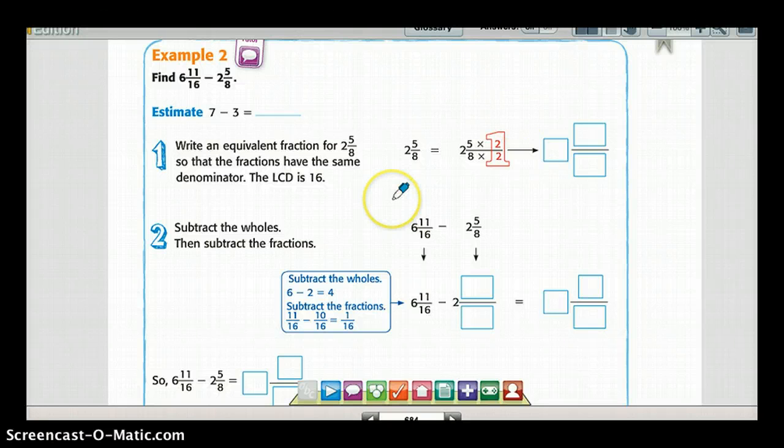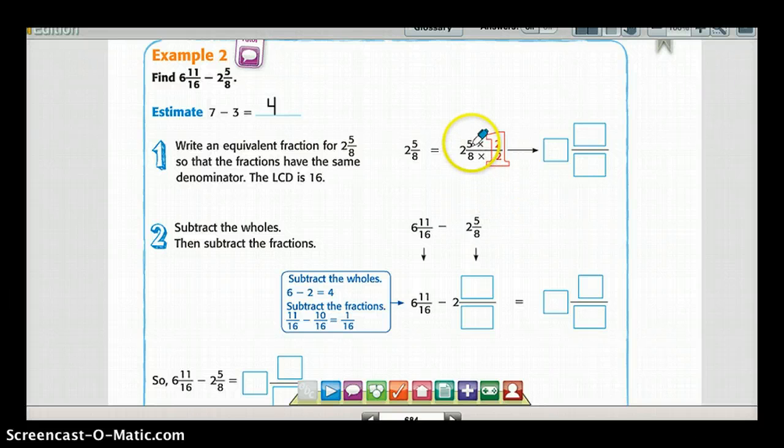Alright, here's another example without models. So in this case, we have 6 11/16 minus 2 5/8. So we can estimate and say that 11/16 is pretty close to a whole, so it's about 7. And 5/8 is also pretty close to a whole, so we'll say it's about 3. So 7 minus 3, our estimate is about 4. So now we have to find an equivalent fraction because they don't have a common denominator. So I can look at this and already know that 8 goes into 16. So that's their least common multiple.